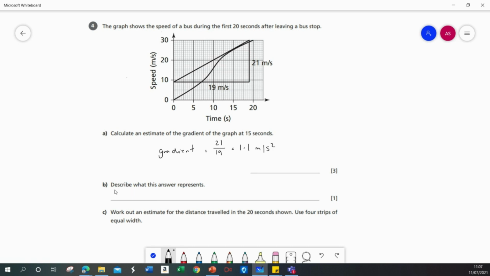Part B asks, describe what this answer represents. And the gradient of a speed-time graph represents acceleration.